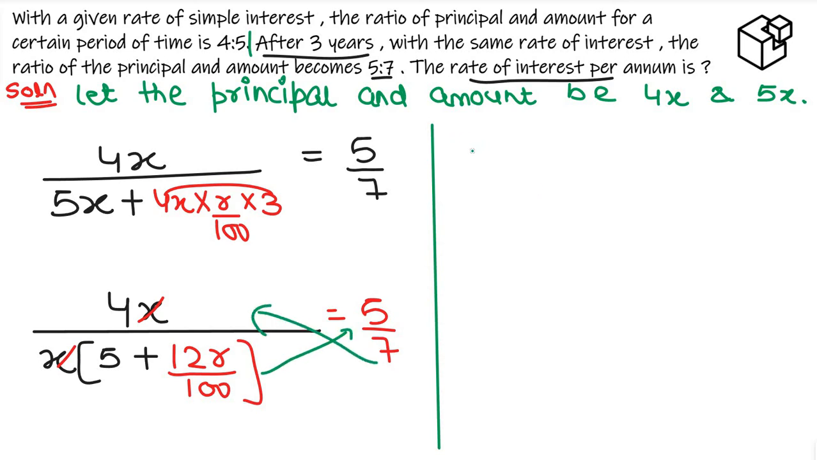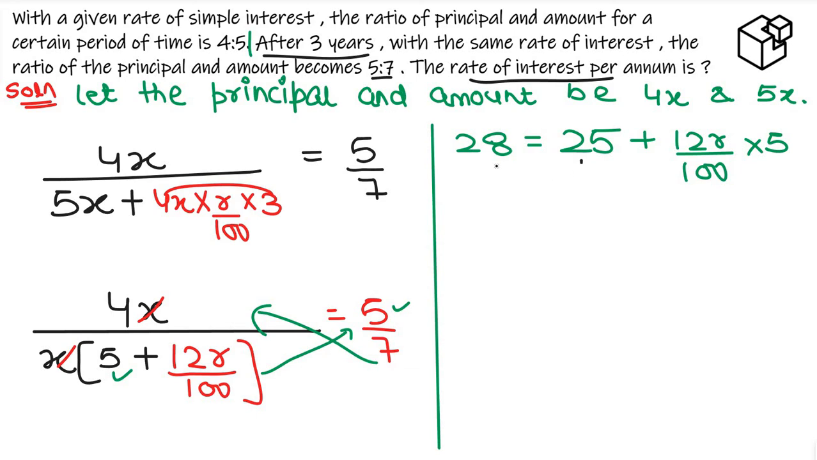Okay, so 7 4s are 28. When I multiply 5 by 5, it will be 25. This 5 multiplied by this 5, because of the distributive property, will be 25, right? And this 5 multiplied by 12r upon 100, so how will I write that? See, if you take 25 to the other side, it will become negative. So 28 minus 25 will be 23, right? 3 आ जाएगा वहाँ पर.